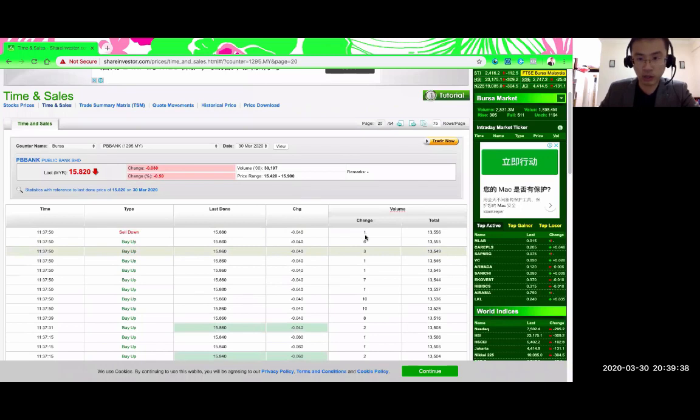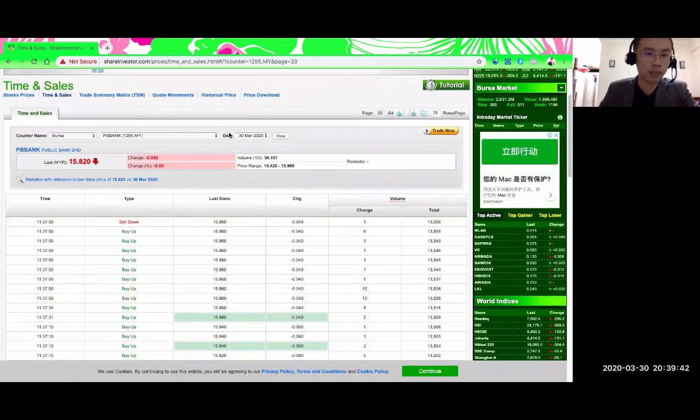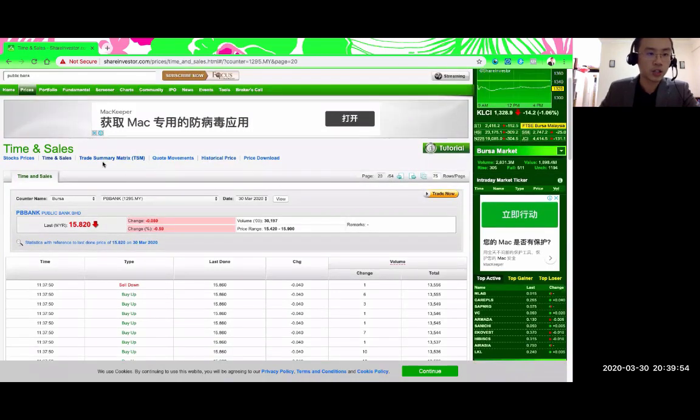So it will tell us how many changes and the total accumulated volume. You can also find other data. For example, you can find Public Bank on another day. Okay, you find another day, then the information on that particular day will come out to you very clearly.